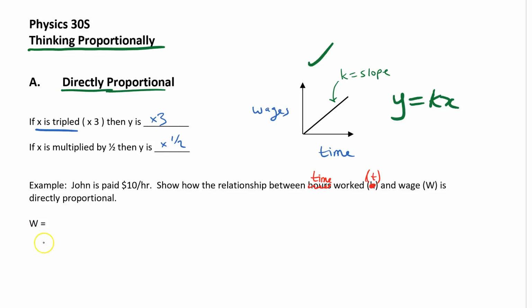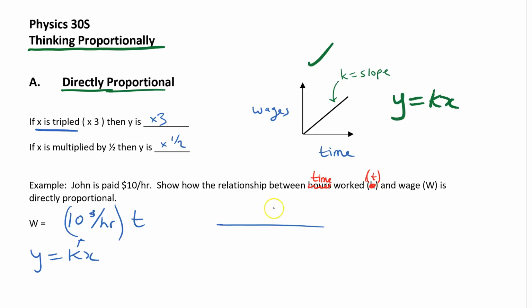Well, here's how my formula would look. The wages would be $10 per hour multiplied by t, which is the number of hours. So that looks just like y is equal to kx. So you can see the corresponding parts where the slope here is 10.